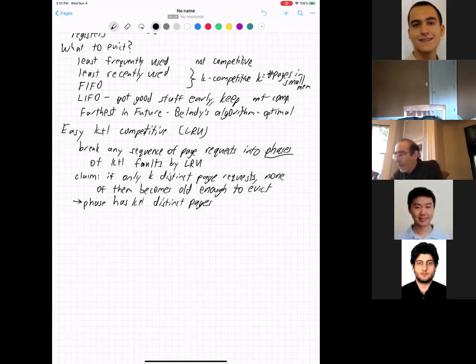But if there are k+1 distinct pages and there's only k space in my small memory, what does that tell me about opt? There's at least one page fault. Right, opt has a fault. So in each phase, LRU has only k+1 faults. Opt has at least one fault. So we get a ratio of k+1.